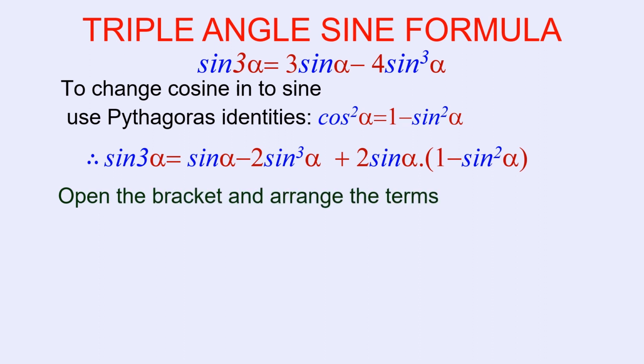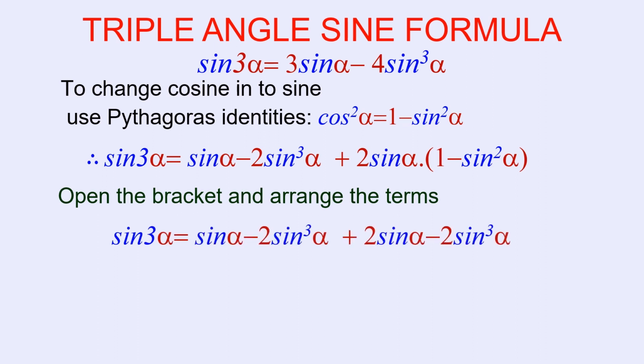The cosine squared alpha equals 1 minus sine squared alpha. Open the bracket and arrange the terms. We finally get the required formula. The sine 3 alpha equals 3 times the sine alpha minus 4 times the sine cubed alpha.